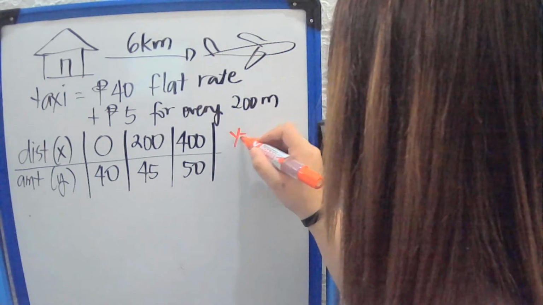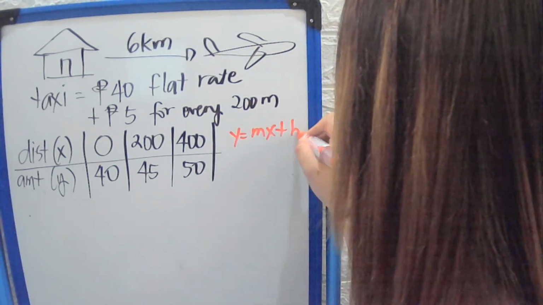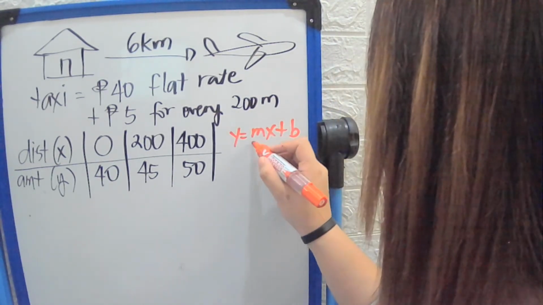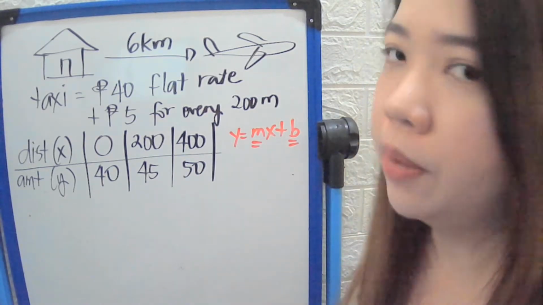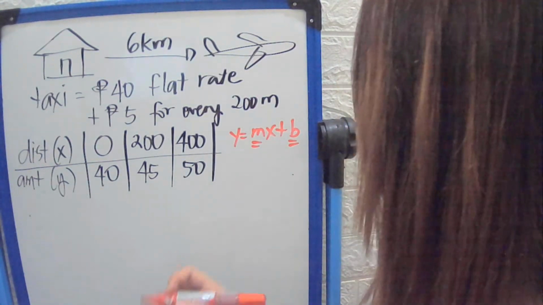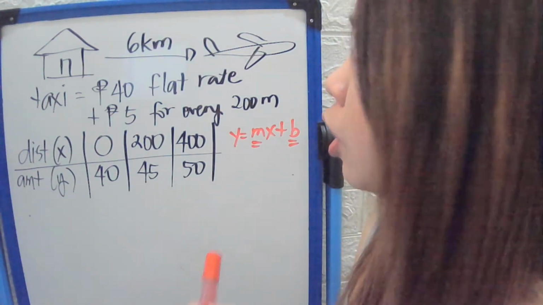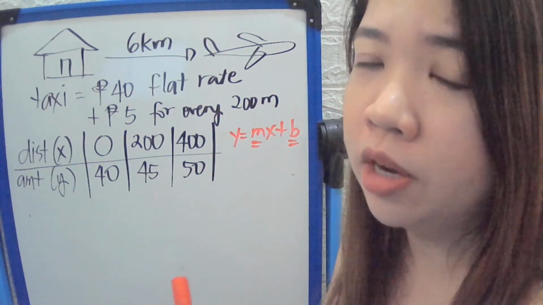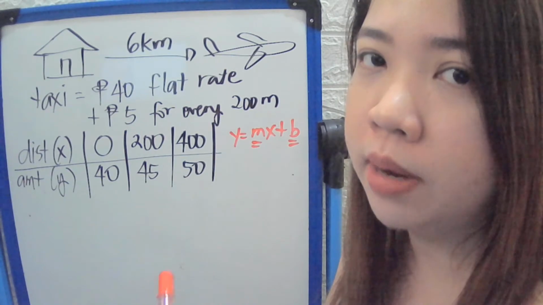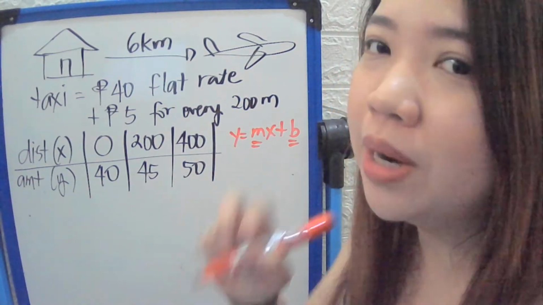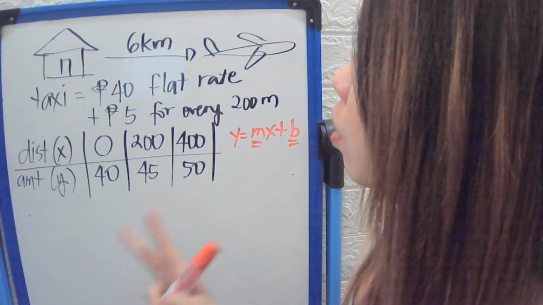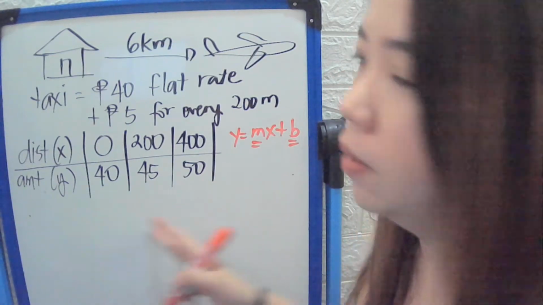Y is equal to mx plus b. So, dito, kailangan mo si slope tsaka si y-intercept. So, paano natin makukuha si slope? Ang formula ng slope ay rise over run, or yung formula niya na y sub 2 minus y sub 1 all over x sub 2 minus x sub 1. Kailangan mo ng dalawang points. So, paano mo makukuha yung dalawang points using the table?